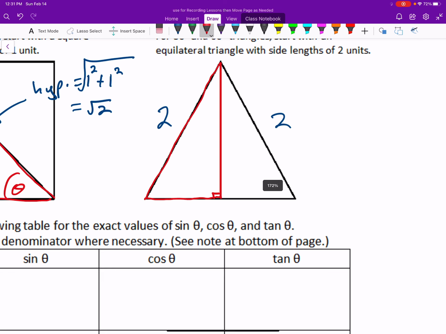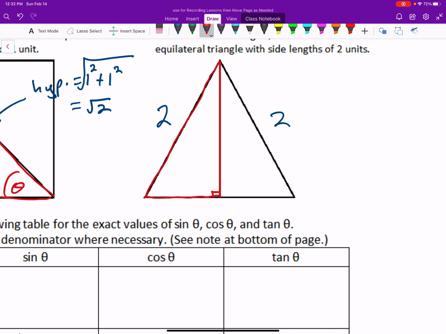If I do that, that means that this bottom part here has to be 1, right? Because this line here is a bisector of the side length, and since the side length of the whole equilateral triangle is 2, that means that shorter part has to be 1.